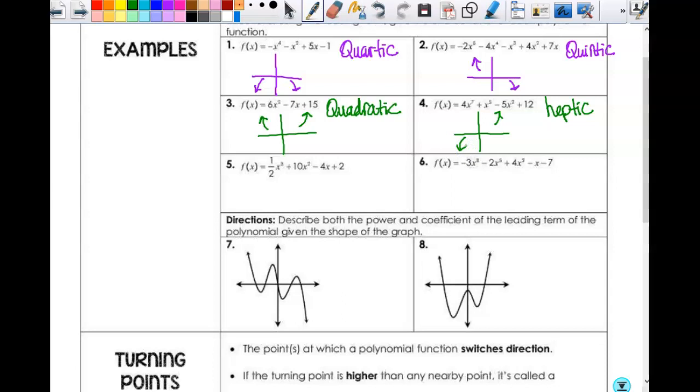Okay. Everybody okay with coming up with that right now? Because that's going to be a piece of what we need in order to be able to sketch our polynomials tomorrow. All right, any questions? All right, we're going to skip. We don't need to do 5 and 6.